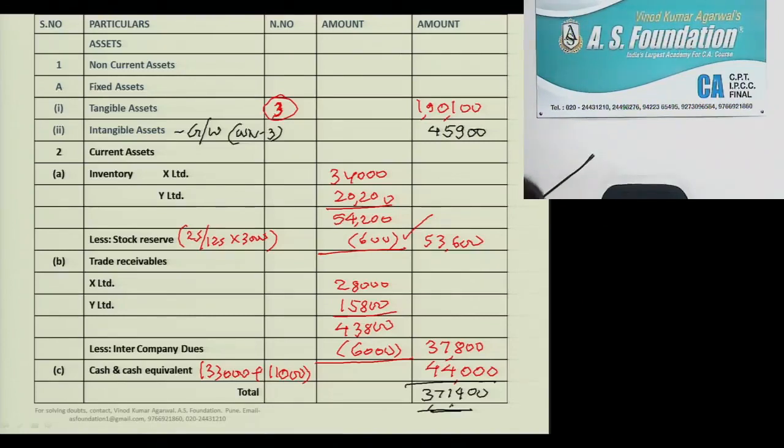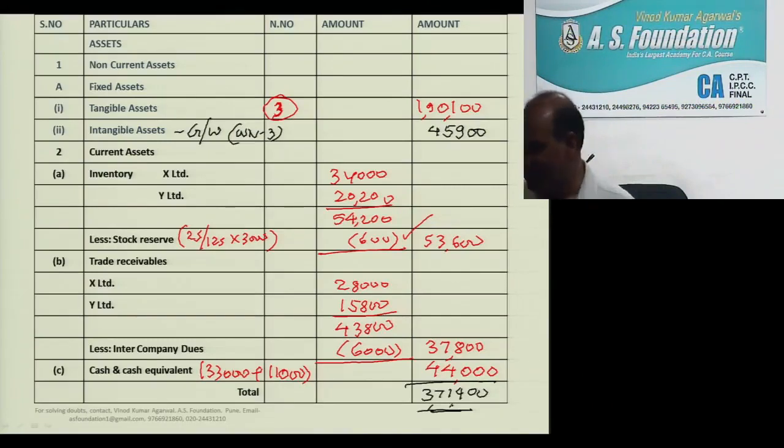It is assumed that interim dividend is paid for 6 months.